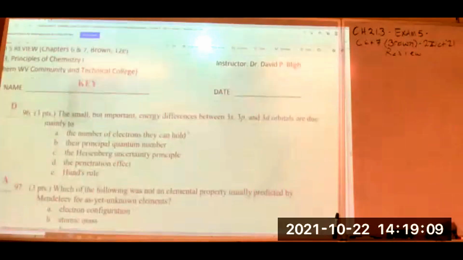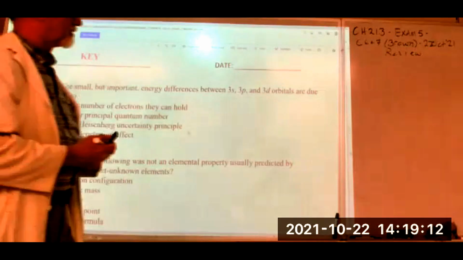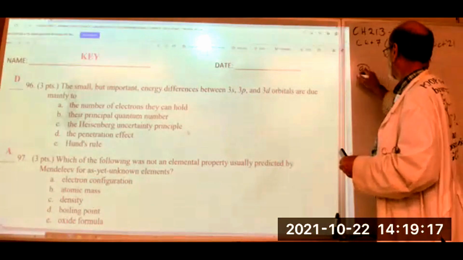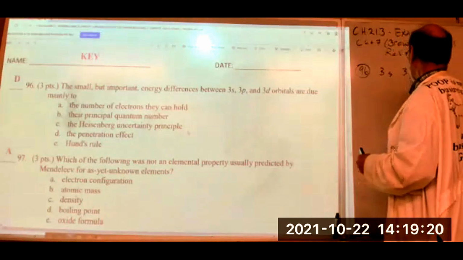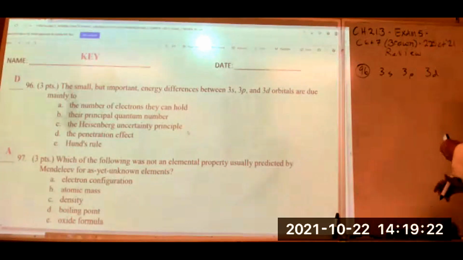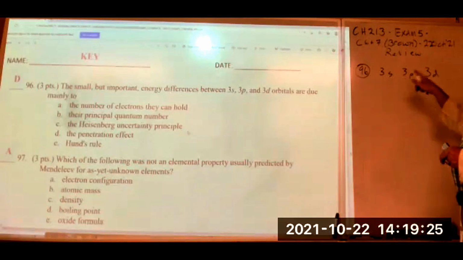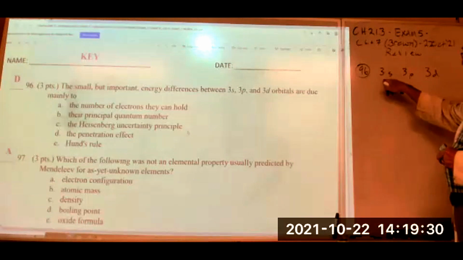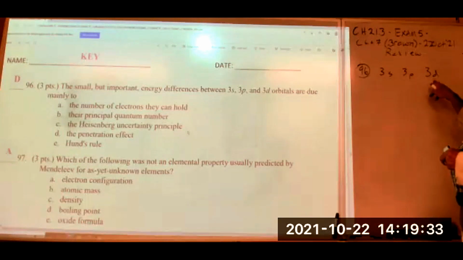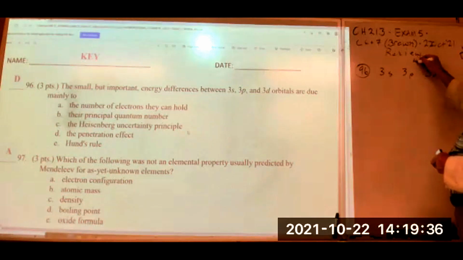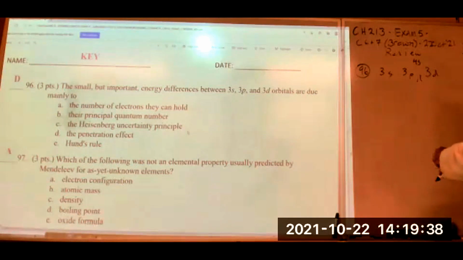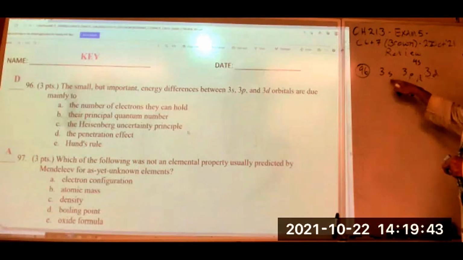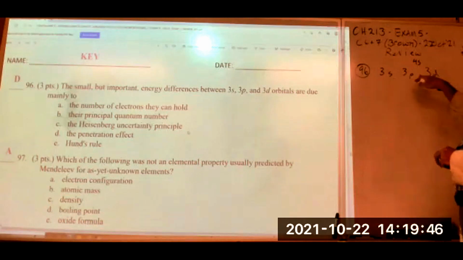Small but important are the energy differences between 3s, 3p, and 3d. They're generally the same energy level, but there are differences, and that's why they're filled in order, this one, then that. And actually there's a 4s in here that's stuck in there. But how do we determine the differences here?